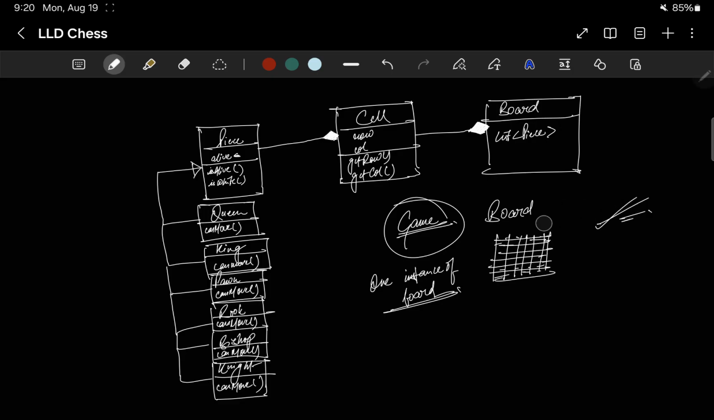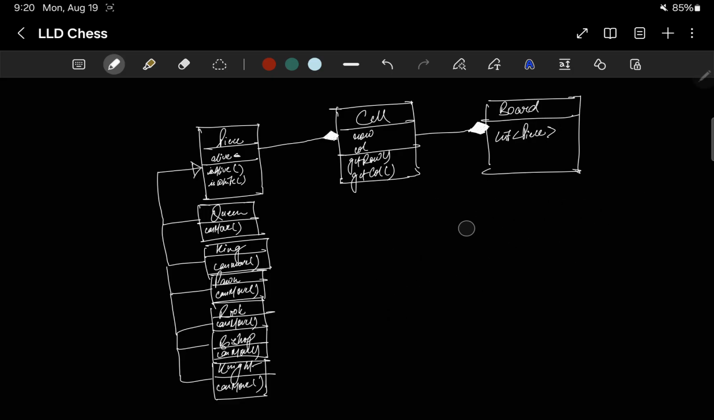Okay. So let's talk about the game class now. So there will be a game class. What all information will this game class contain? So this game class will have the information like turn first. Whose turn is it? So the game will tell you whose turn it is. Is it the turn of player 1 or player 2? Next, the status of the game.